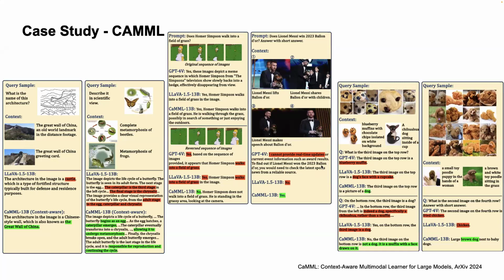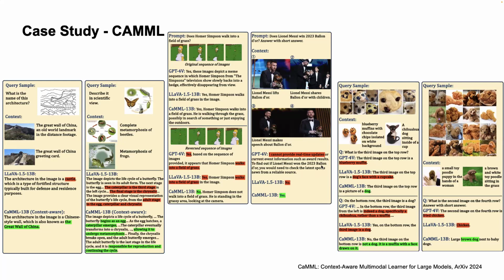So what we have is, if you remember, the goal of our model is to provide more accurate information about some domain-specific knowledge. For example, for the first one, what is the name of the architecture? And the LLaVA 1.5 gives the result saying it's a castle. And then if we have retrieved the context information, it's the Great Wall of China, then the Camel is able to understand with a more accurate answer. Although castle could be accurate, depending on the definition of what castle is.